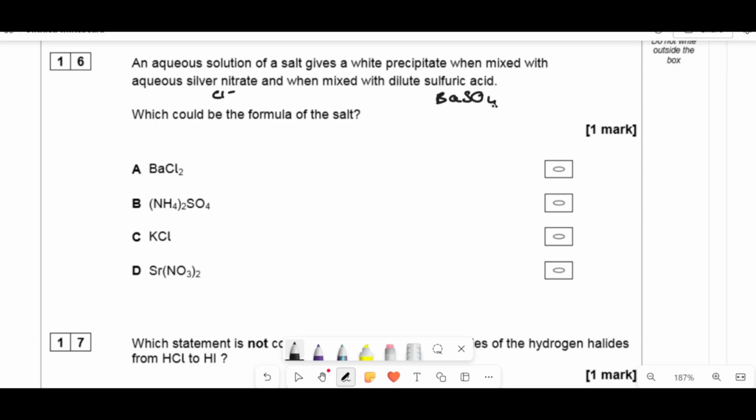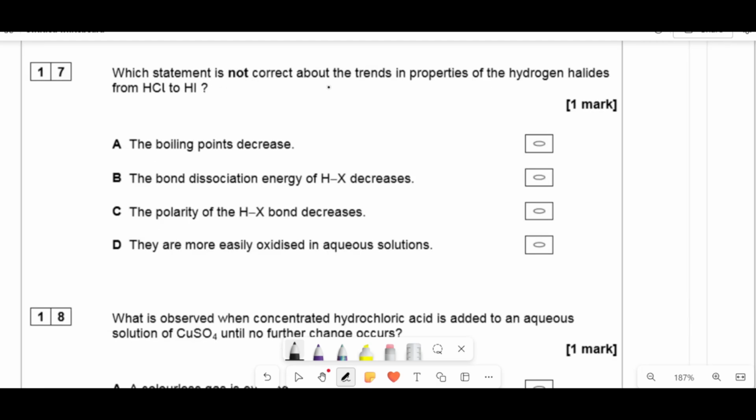So it's got to be a barium salt that has Cl in it as well, which is immediately A. Whenever you're mixing sulfuric acid and you're getting a white precipitate, you've got to hedge your bets. It's probably going to be barium sulfate they're finding here. Now, which statement is not correct about the trends and properties of the hydrogen halides from HCl to HI?